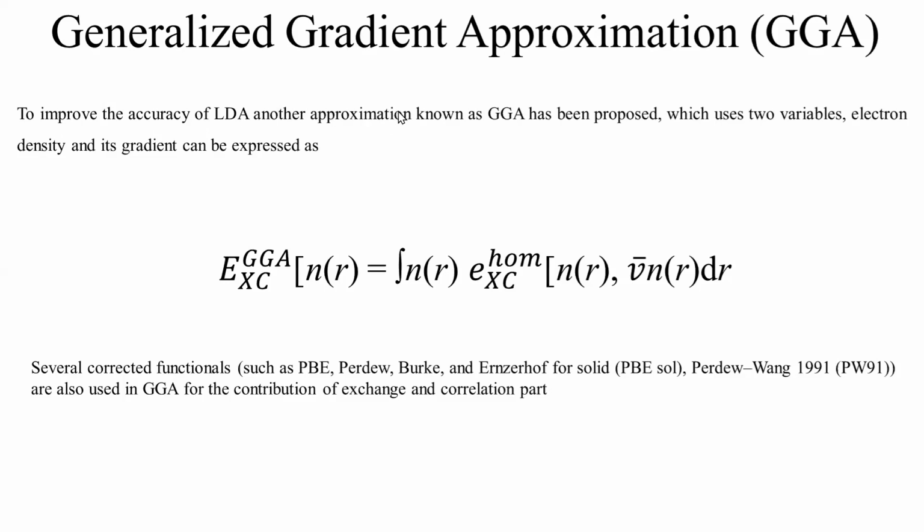To improve the accuracy of LDA, another approximation known as GGA has been proposed, which uses two variables, the electron density and its gradient, and it can be expressed by this equation. It considers the electron gas homogeneously. And the GGA was developed by these scientists, Perdew and Wang, in 1991. Its short form is, we can say, PBE or PW91.